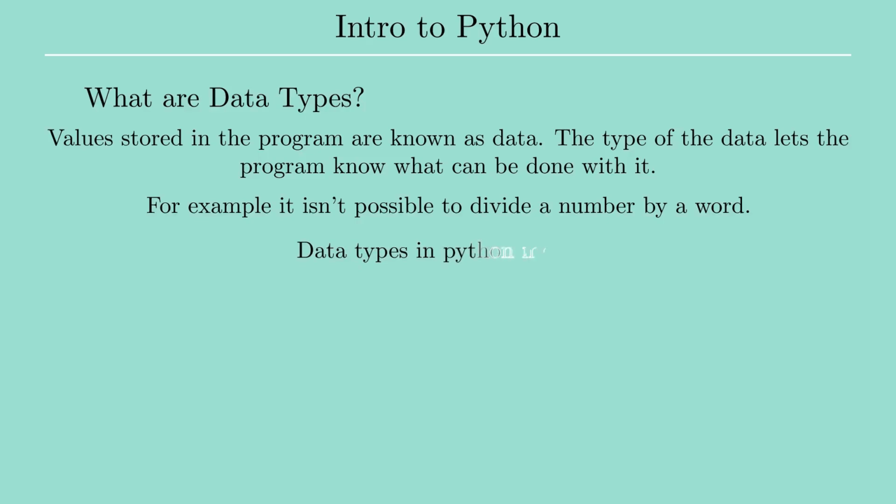Data types in Python include strings. Strings are what we call words or text. Integers. Integers are whole numbers. Floats. This is short for floating point values, which are decimal numbers. Objects in Python can have other data types, but these are the basic data types that are used.